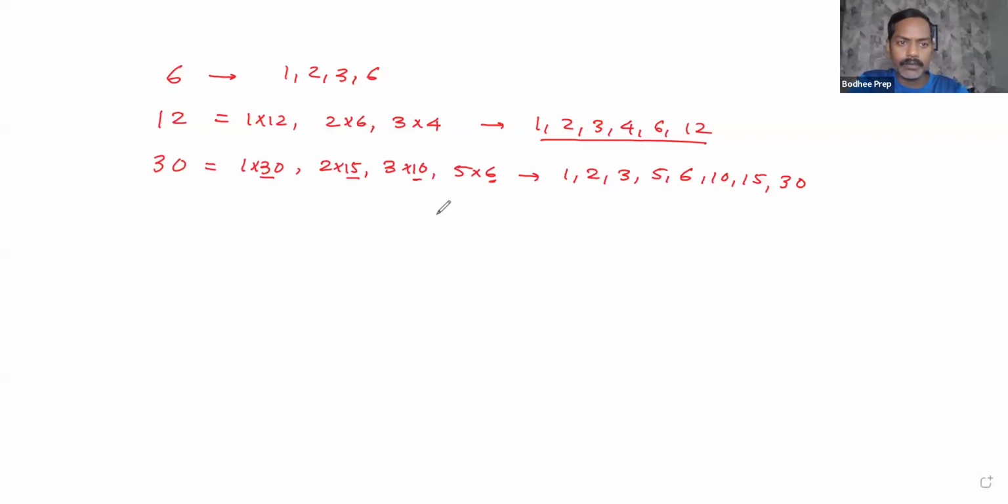Now, if you closely observe, then we can say that 1 is appearing every time. 1 is appearing every time. That means 1 will always be a factor of all the numbers. 1 is a factor of all the numbers. That's what we can say, right?